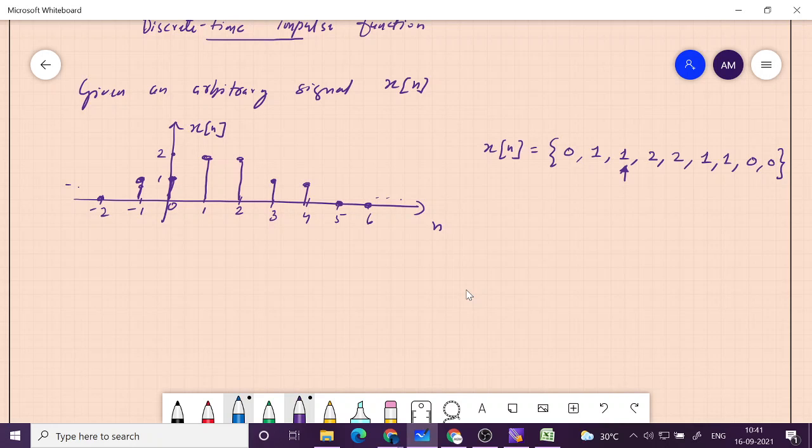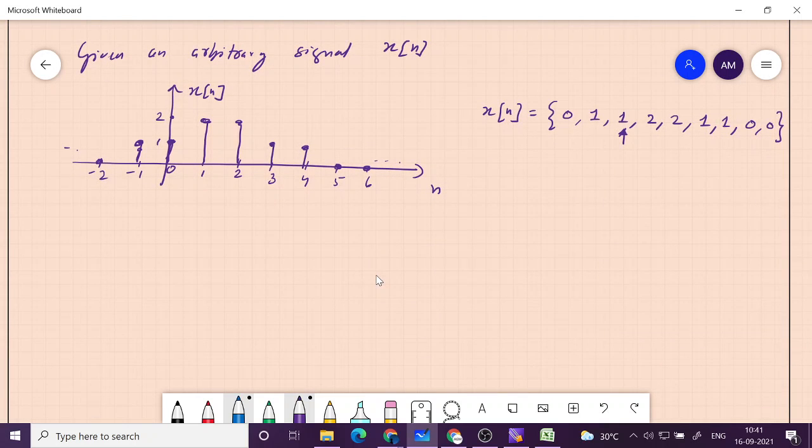Now what we will do is to express this x of n as the sum of shifted and amplitude scaled versions of impulse functions.